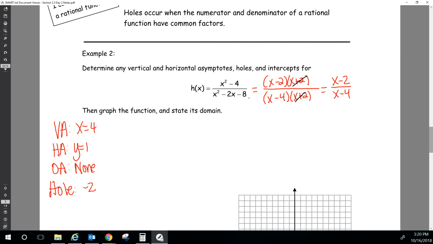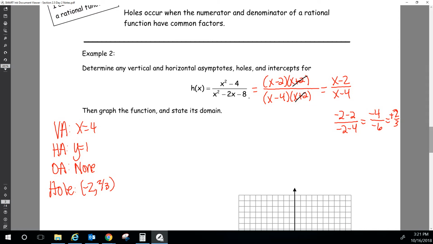If I wanted to figure out roughly where the value of this point would be, notice if I plug in negative 2 into my original equation here, I would get undefined because the bottom would be 0. But if I plug it into the reduced version, this would be negative 2 minus 2 over negative 2 minus 4. So this is going to be negative 4 over negative 6, so that's positive 2/3. That's where the hole is going to exist, at negative 2, 2/3.